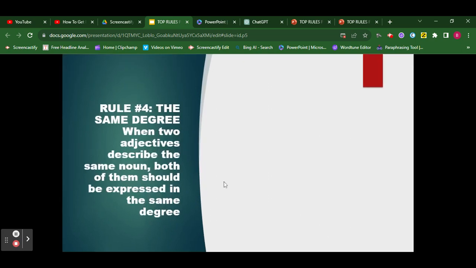Rule number 4, the same degree. Now, this rule states that when two adjectives describe the same noun, both of them should be expressed in the same degree. You understand that adjectives are used in degrees. You have comparative, and you have superlative, okay? And of course, let's look at examples.